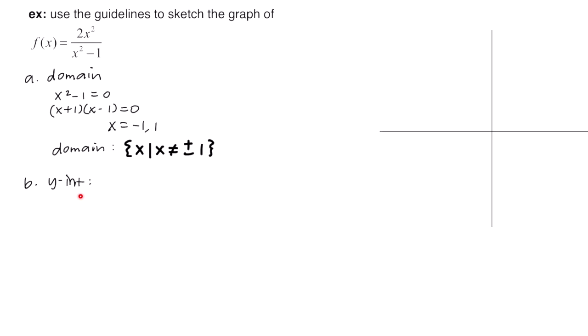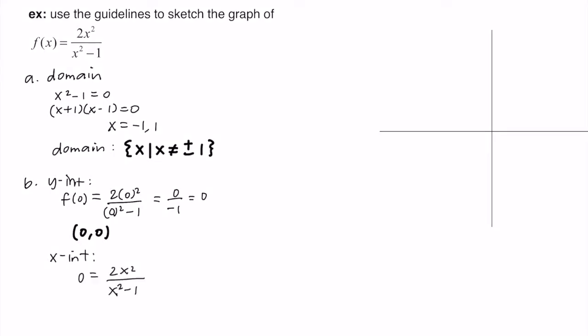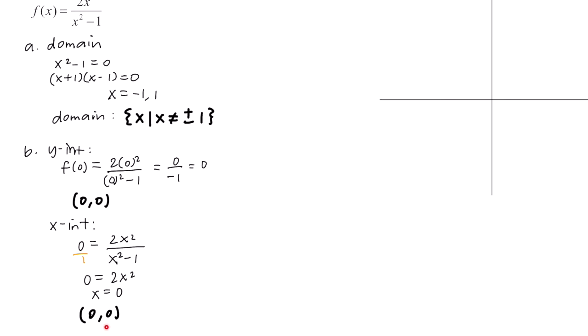To find the y-intercept, we're going to plug in 0 for x. And when we simplify, we get 0. So our y-intercept is the point (0, 0). To find our x-intercept, we're going to plug 0 for y. So here we have a proportion, so I'm going to put this over 1 and cross multiply, and you get x equals 0. So our only x-intercept is (0, 0).